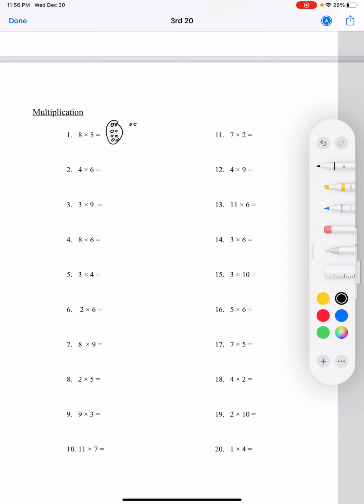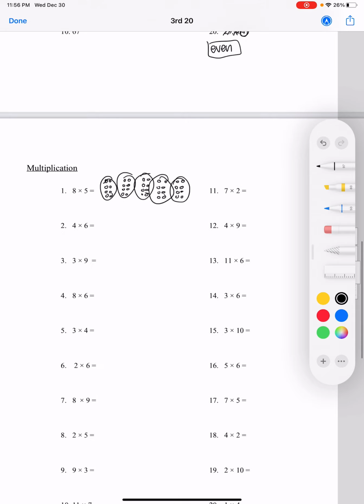Group 1, 1 through 8. Group 2, 1 through 8. Group 3, 1 through 8. Group 4, 1 through 8. So I have 5 groups of 8, and from here we just count all the small circles.